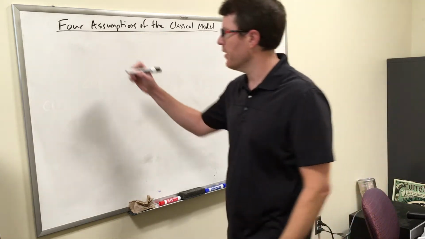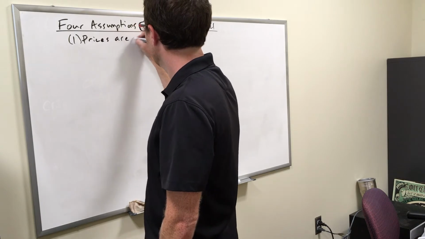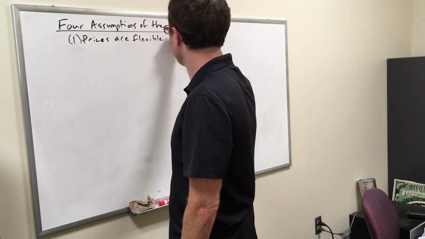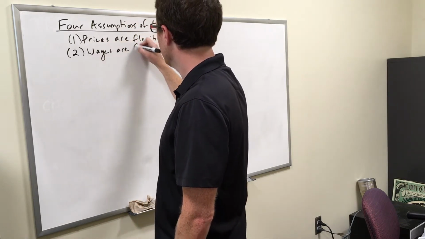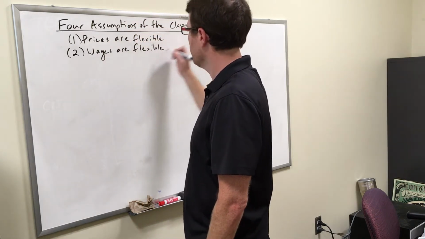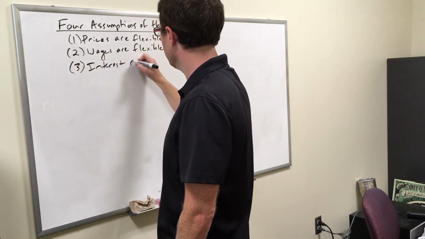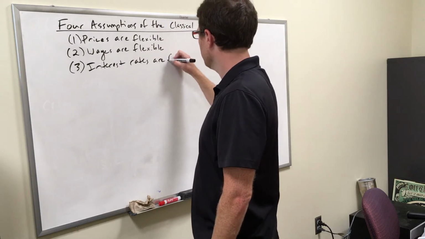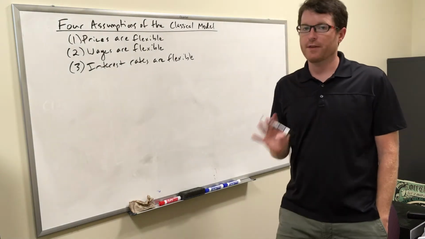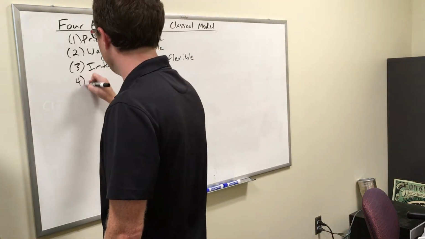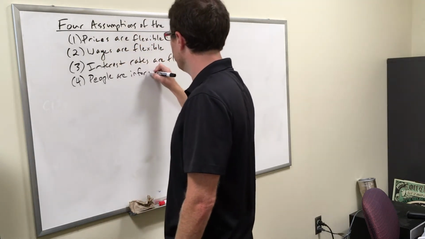So those key assumptions are, in no particular order here, prices are flexible, wages are flexible, interest rates are flexible. I believe those are the three that the book includes, and I'm just adding a fourth that I think is really important as well, and that's basically that people are informed and make rational decisions.